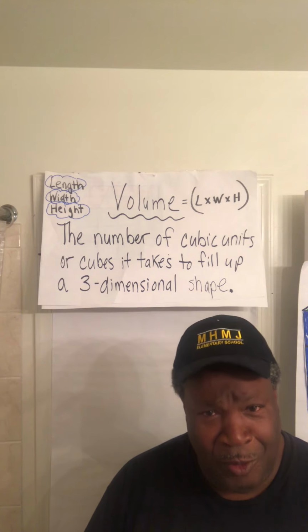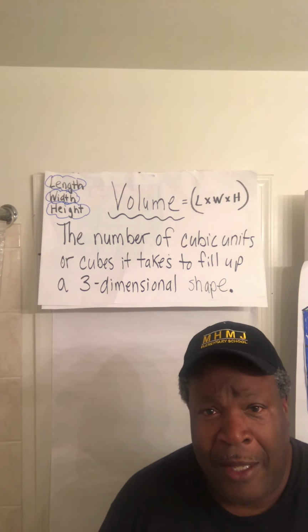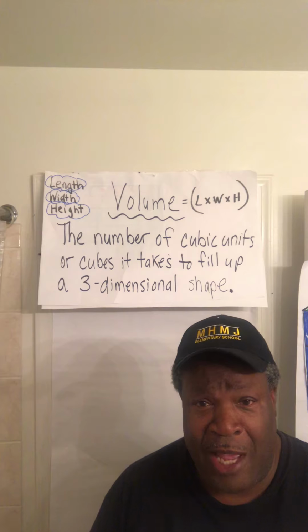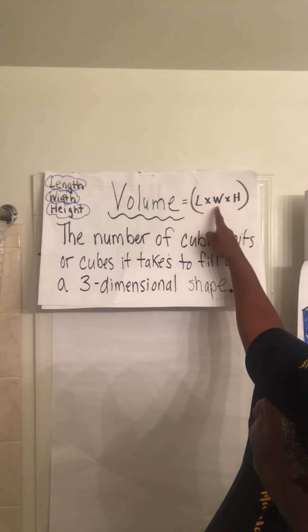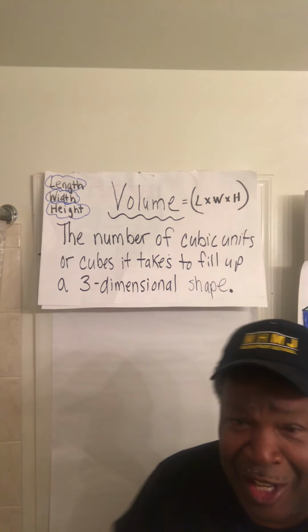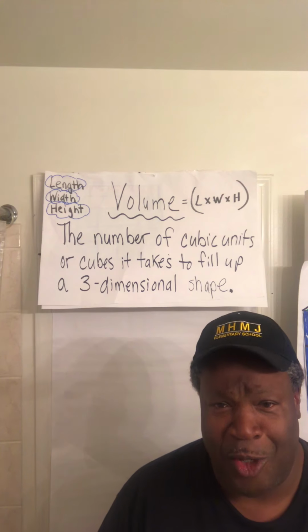We have also discovered that to determine the volume of a rectangular prism, all you need to do is multiply the length times the width times the height, and the answer is in cubic units.